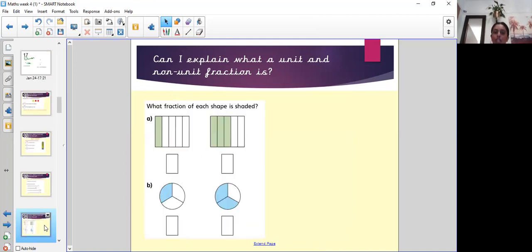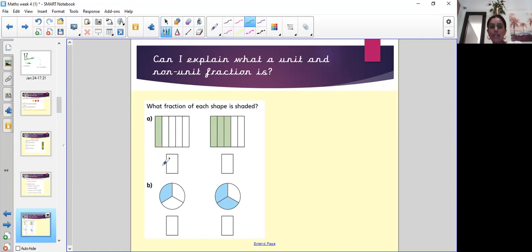So what fraction of each shape is shaded? I want you to pause the screen and have a go. I'm going to reveal the answers to you and how I worked them out. So I need to find what my denominator is, so my bottom number. So I've got 1, 2, 3, 4, 5. So I know it's out of 5. So how many are shaded out of 5? It's 1 out of 5. So 1/5 of my shape is shaded.